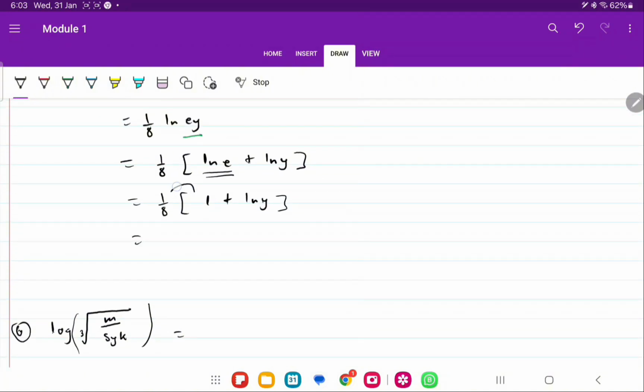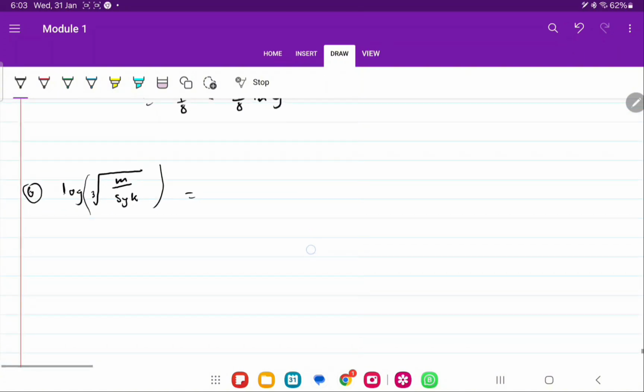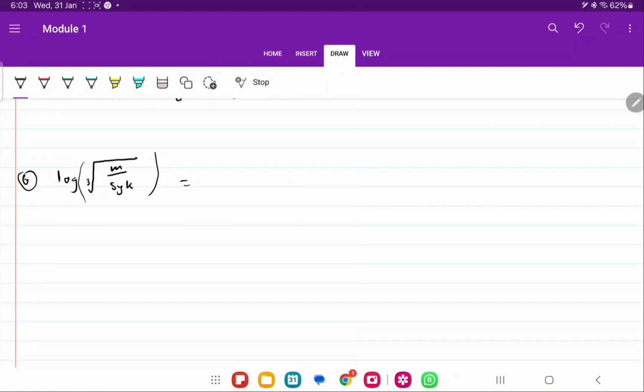I can distribute the 1/8, which is going to give me 1 upon 8 plus 1 upon 8 times the ln of y. All right, let's look at another problem.